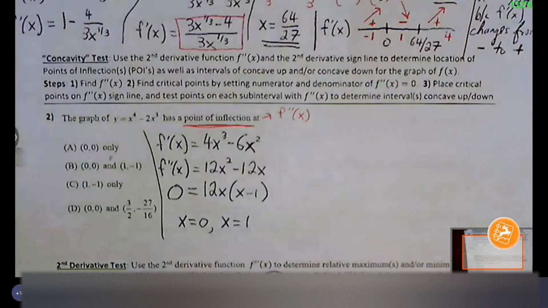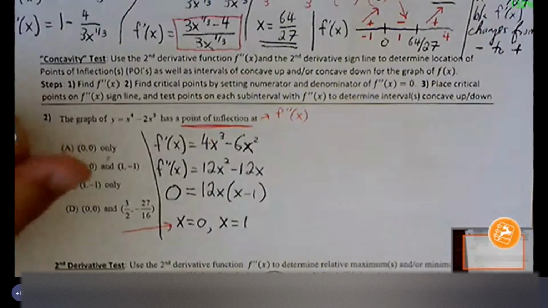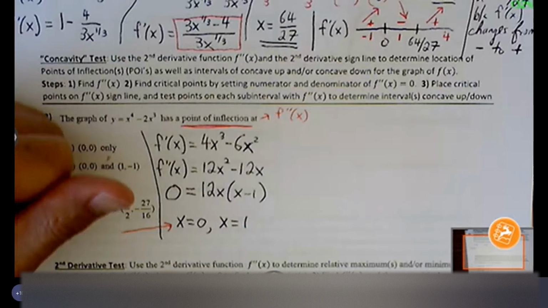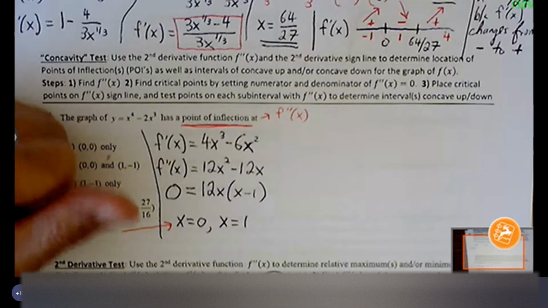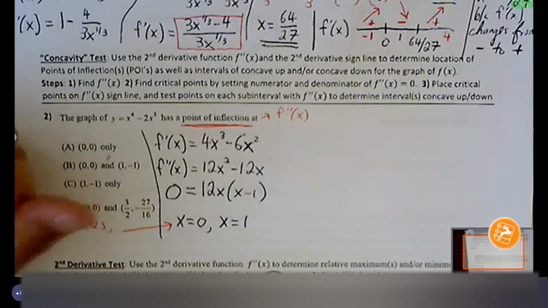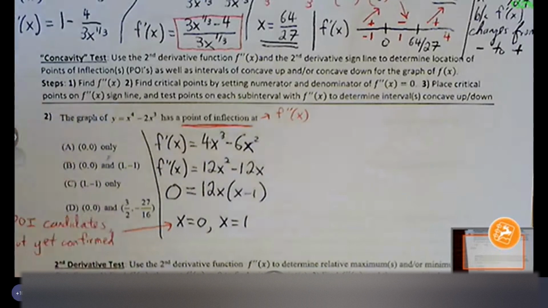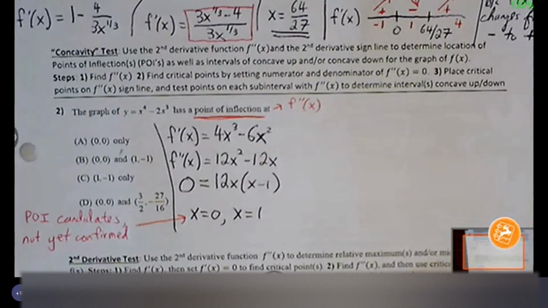I think it's easy for us to stop here and say, well, these are my solutions, so these must be points of inflection. But what I want to remind you is that right now, these are point of inflection candidates. Okay, but they have not yet been confirmed. And then in order to confirm, we have to go through a sign line. Okay.